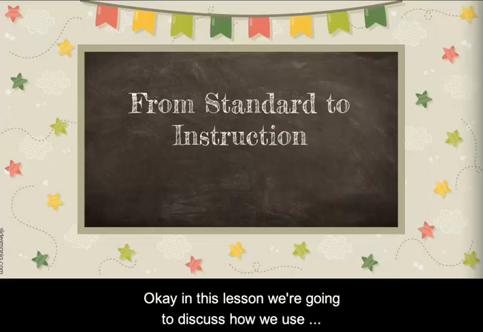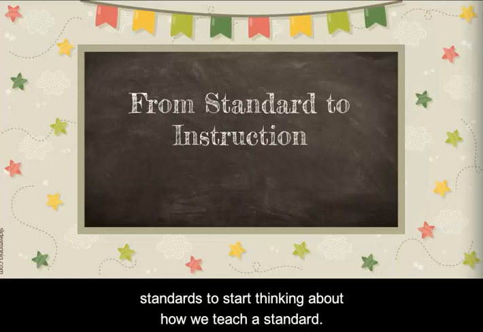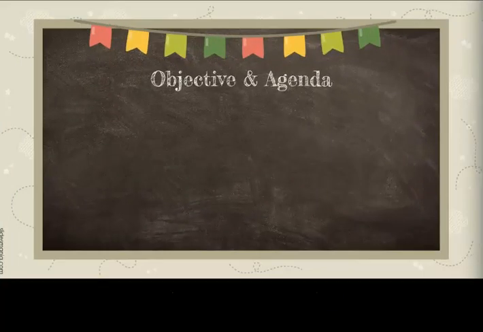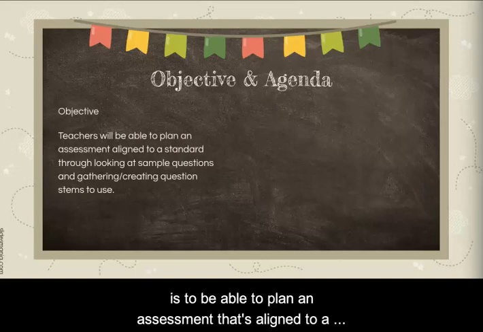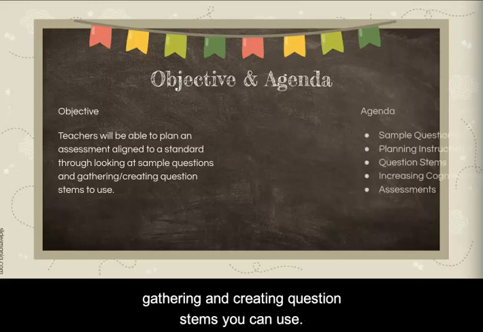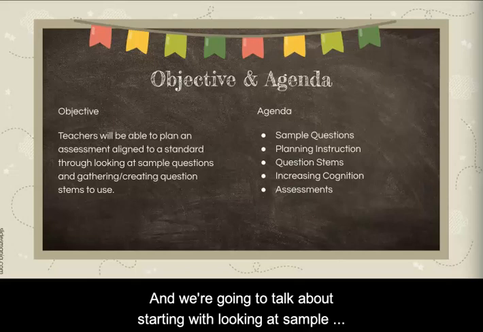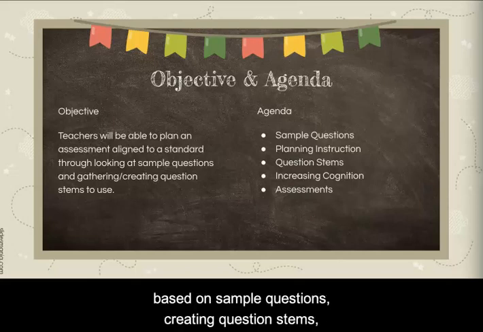Okay, in this lesson, we're going to discuss how we use the information that we gathered in dissecting the standards to start thinking about how we teach a standard. So our objective for this lesson is to be able to plan an assessment that's aligned to a standard through looking at sample questions and gathering and creating question stems that you can use. And we're going to talk about starting with looking at sample questions, planning your instruction based on sample questions, creating question stems, how to increase cognition, and assessments.